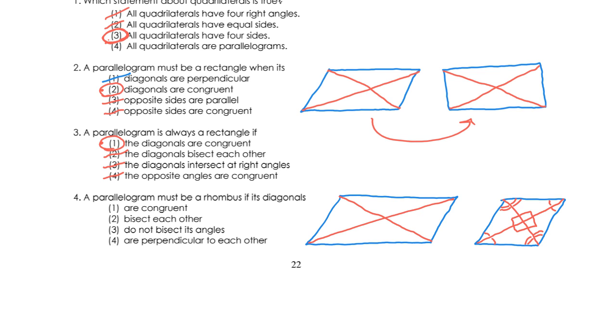Okay? So a parallelogram must be a rhombus if its diagonals are congruent. Nope, they're not congruent in either one. Bisect each other. Diagonals bisect each other in both of them, so that's not it. A parallelogram must be a rhombus if the diagonals do not bisect its angles, but they do bisect the angles in the rhombus, so that's not it. Are perpendicular to each other. That is the property that the parallelogram doesn't have, but that the rhombus does have. And so we'll take that one.